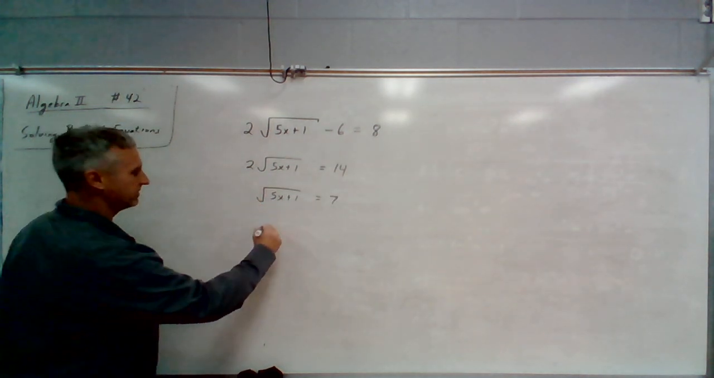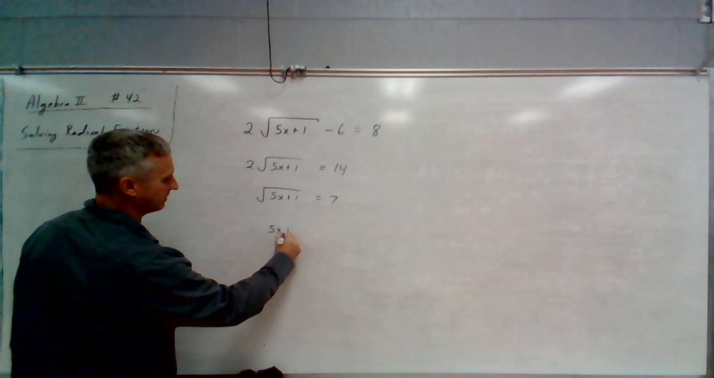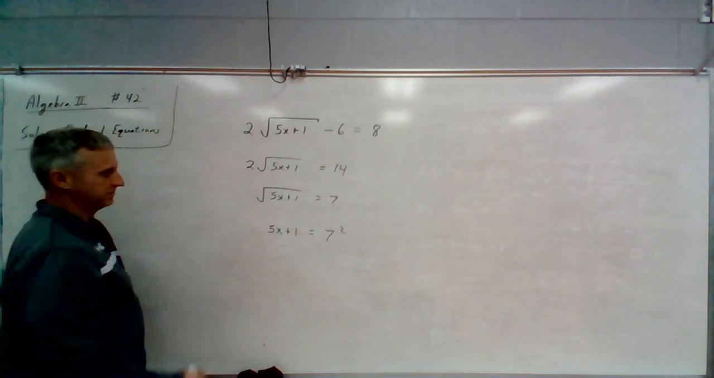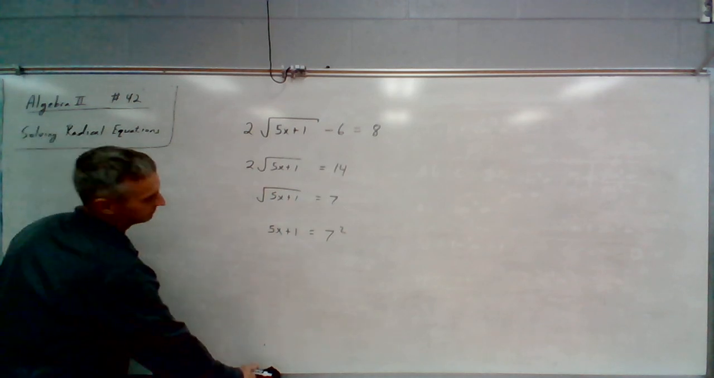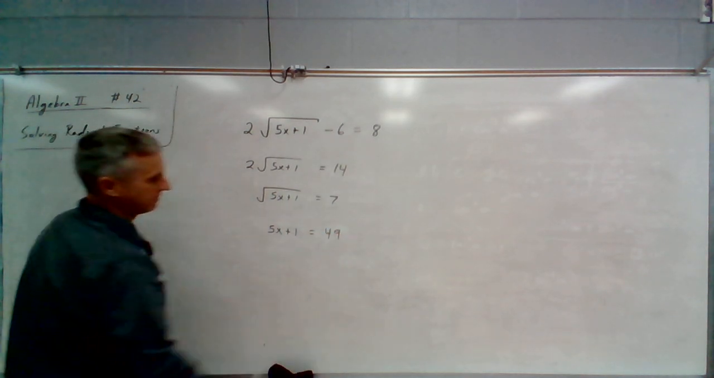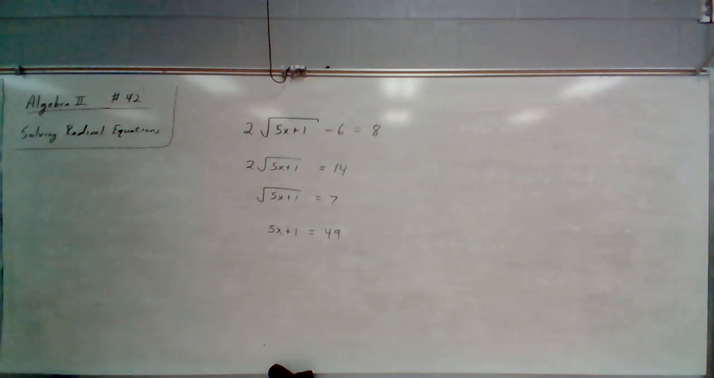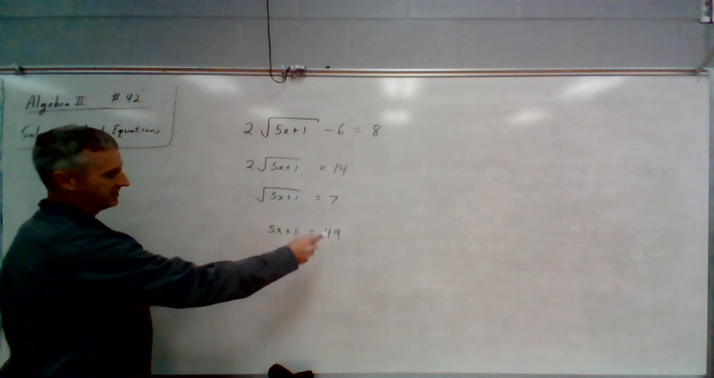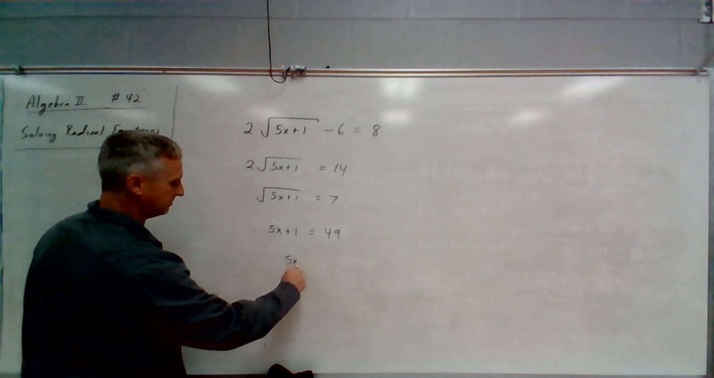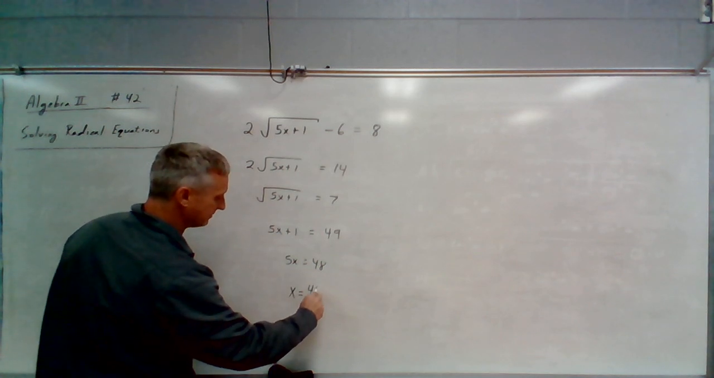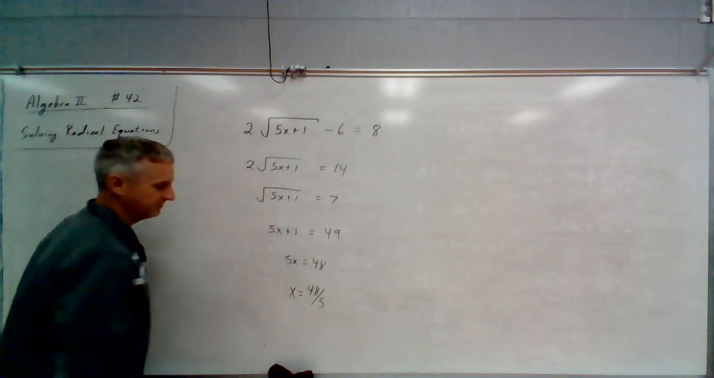So if I square a square root, I'll just get what's underneath it. And here I'll get 7 squared. Oh, I get 49. Right, so I squared both sides. If you square a square root, you just get what's underneath there. All right, then I'll subtract 1 from both sides. Divide both sides by 5, and I get x equals 48 over 5.